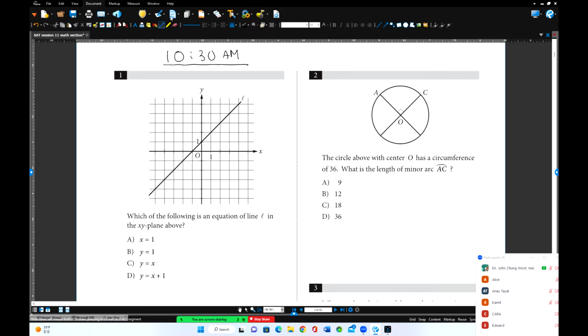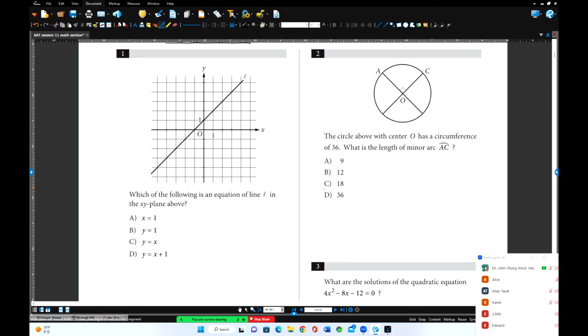Number 1. We have a graph. The line L, what is the equation? Here the y-intercept is 1. You know the slope: 1 right, 1 up, that's the slope. So slope is 1, y-intercept is 1. y equals x plus 1. Then we said y equals mx plus b form, slope-intercept form. This intercept is the y-intercept. Choice D is the answer.